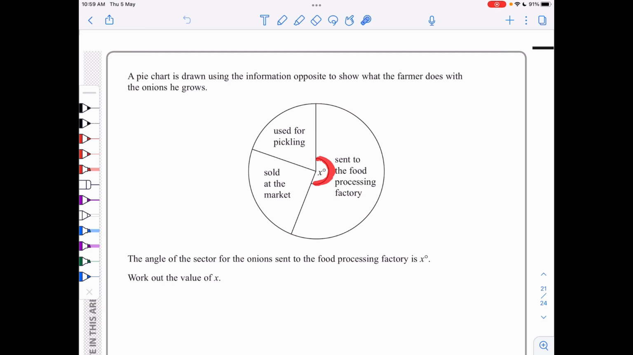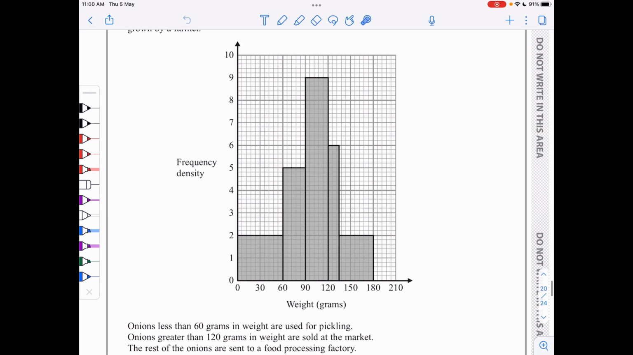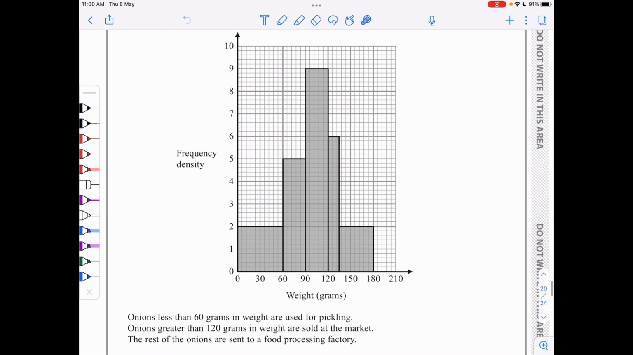Now we know that this angle here corresponds to the proportion of the total that is occupied by this category, those onions that are sent to the food processing factory. So the idea is to use the histogram in order to find X. We know that the fundamental characteristic of a histogram is that the area corresponds or is proportional to the frequency. So I will start by finding the area of all of these.